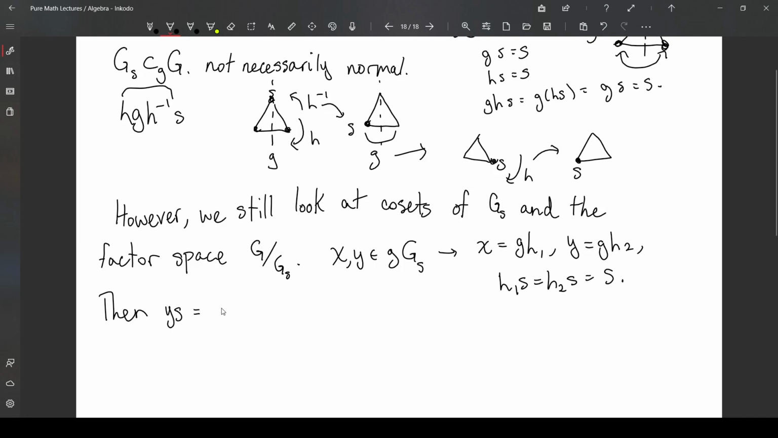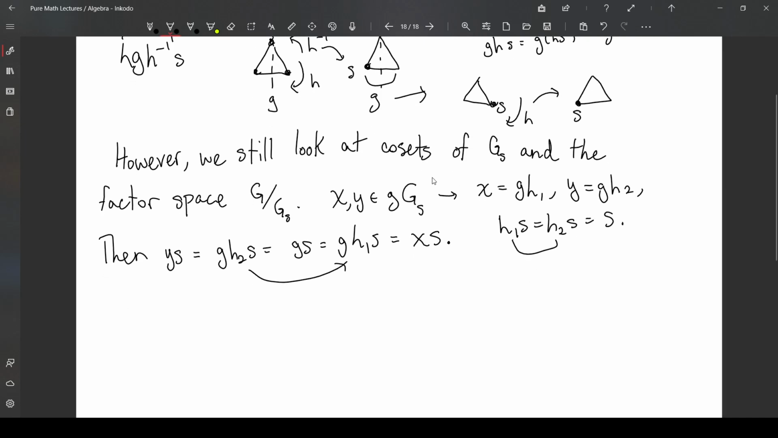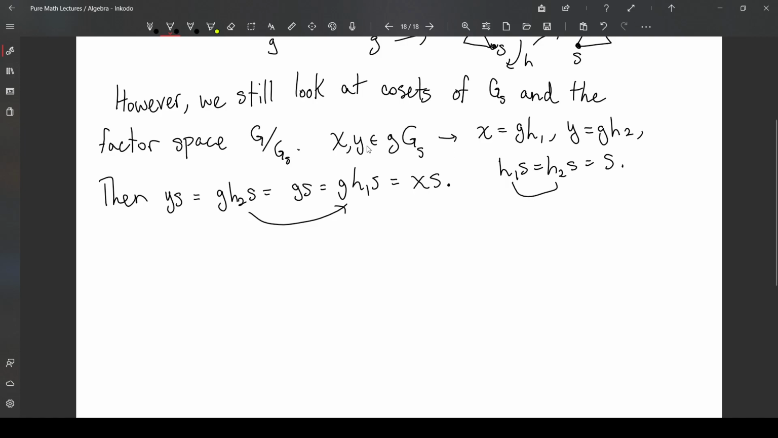Then Ys is equal to GH2s, which is equal to GS, right? Which is equal to GH1s, right? Well, I could have cut to the chase here because I already said H1s equals H2s, which equals XS. Okay. So two elements in a coset of G sub S will have the same effect on S.